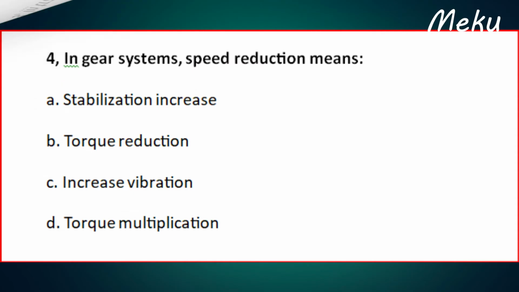4. In gear systems, speed reduction means A. Stabilization increase. B. Torque reduction. C. Increase vibration. D. Torque multiplication.